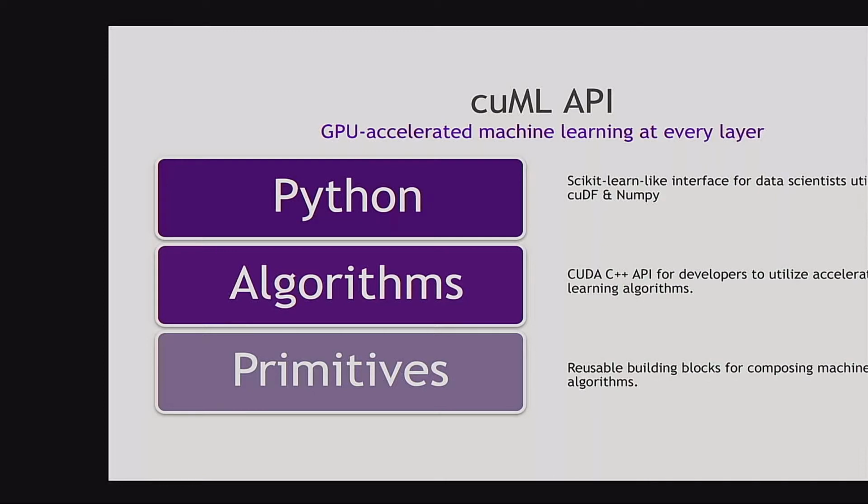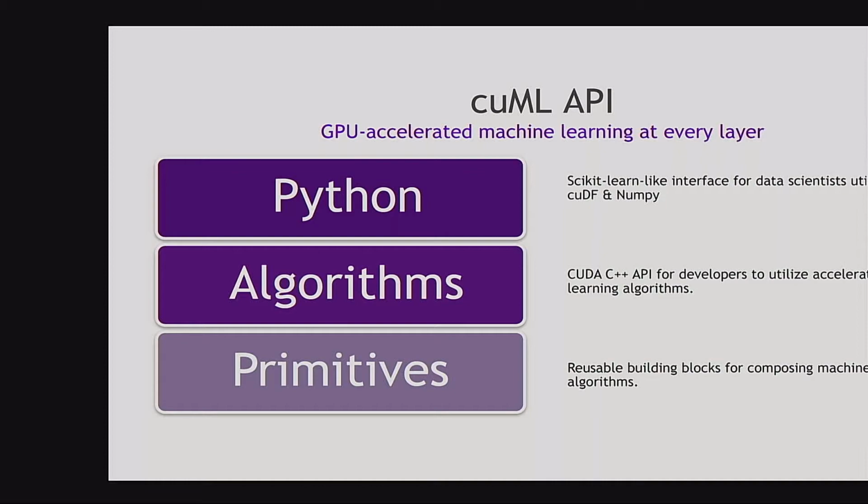So at the heart of RAPIDS is again cuML, which is your basic mathematical library that allows you all the different algorithms. What does it provide? It provides a Python layer, so people who want to stick to Python and analyze the data from Python can use it directly from Python. You also have the algorithms, which are directly accessed by CUDA, C++, and the primitives.